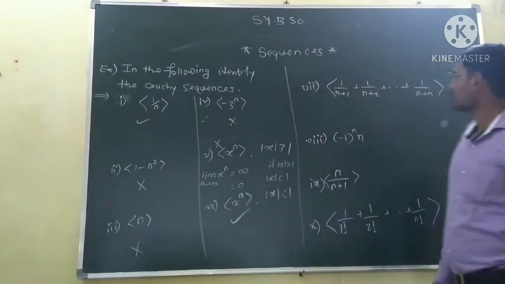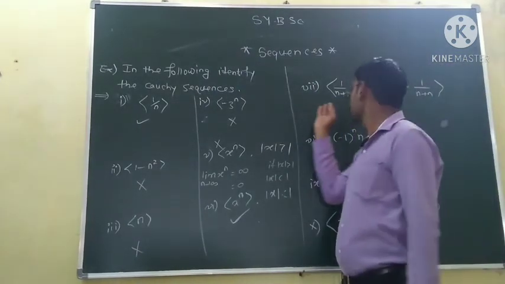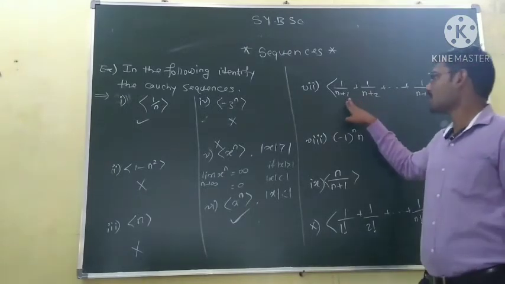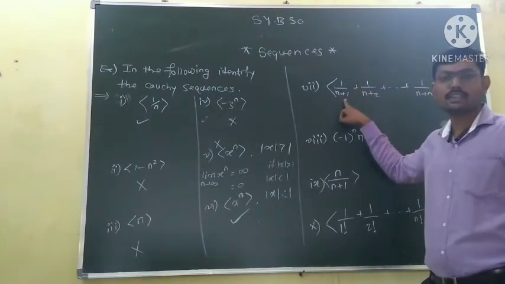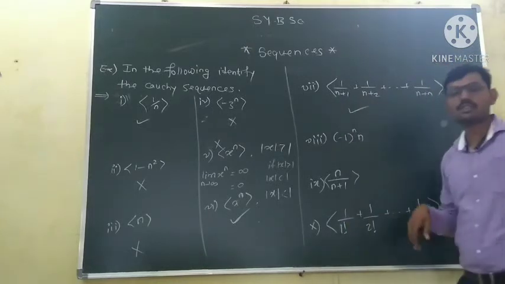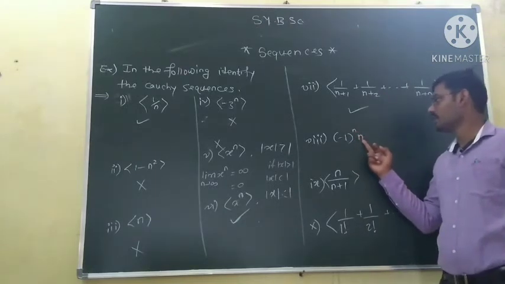Then this sequence we are seeing is monotonic increasing and bounded. So by the monotone convergence theorem, this sequence is convergent. This is a Cauchy sequence. Okay. Next, minus 1 raised to power n into n.